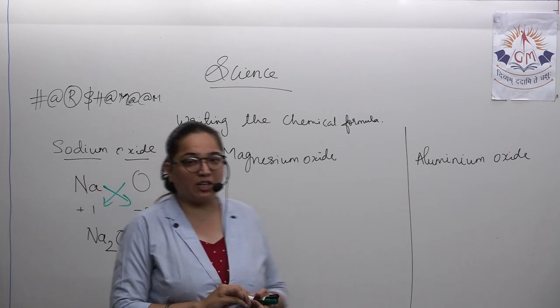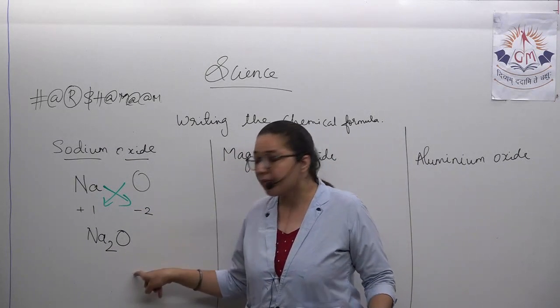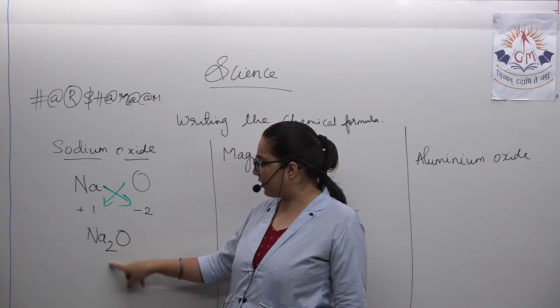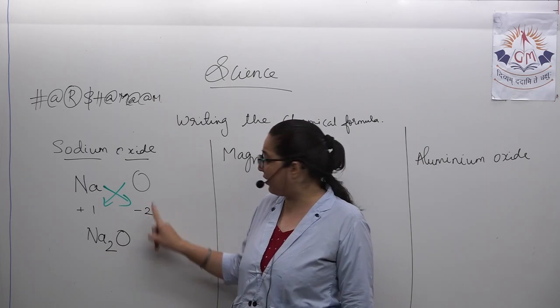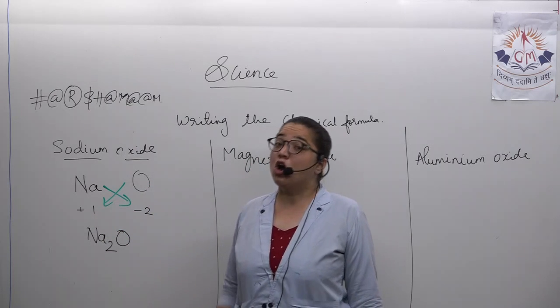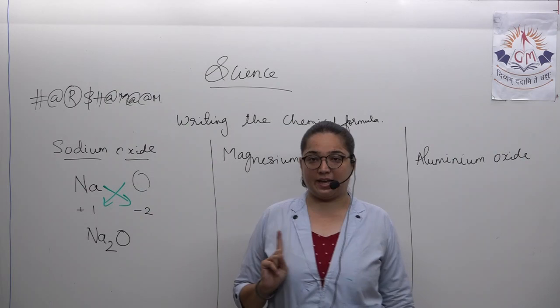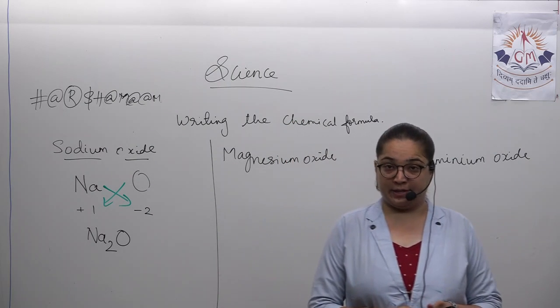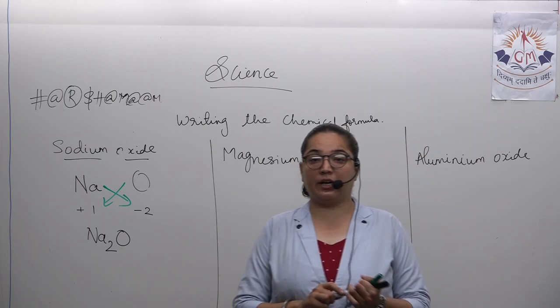Always just crisscross the valencies. Give the valency of sodium as the suffix of oxygen, and the valency of oxygen as the suffix of sodium. Don't consider the signs. Signs are just an indication whether it is a metal or non-metal. You don't have to indicate anything about it.